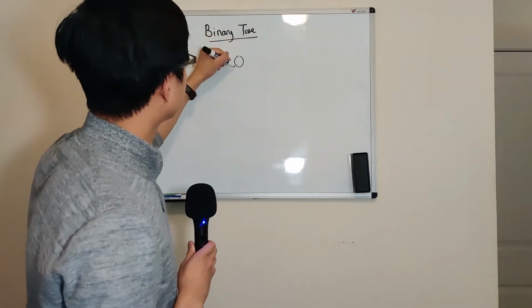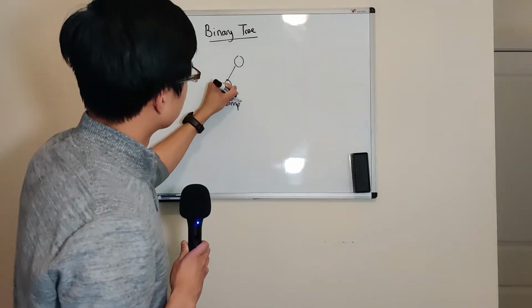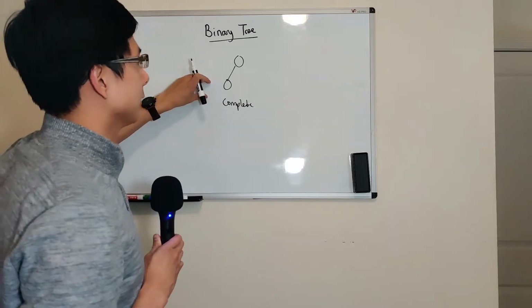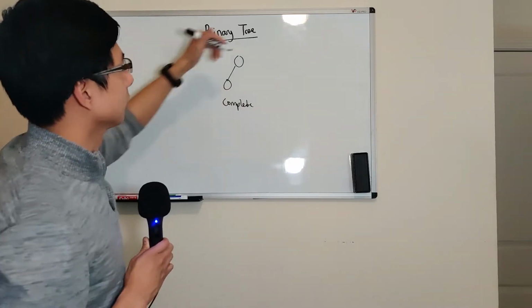So for example, this right here is a complete binary tree because the first level right here is completely filled. You can only have 1 node here. And this is the last level, so it's okay that it's not completely filled. And all the nodes are as far left as possible.